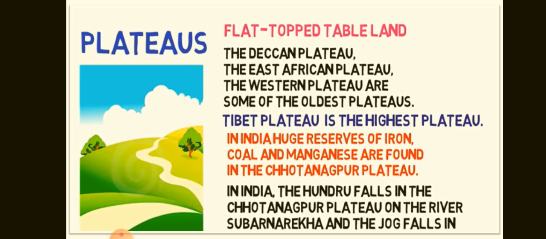Plateaus. A plateau is an elevated flat land. It is a flat-topped tableland standing above the surrounding area. A plateau may have one or more sides with steep slopes. The height of a plateau often varies from a few hundred meters to several thousand meters. Plateaus, like mountains, may be young or old. The Deccan Plateau in India is one of the oldest plateaus. The East African Plateau in Kenya, Tanzania, and Uganda, and the Western Plateau of Australia are the other examples. The Tibet Plateau is the highest plateau in the world with a height of 4,000 to 6,000 meters above the mean sea level.